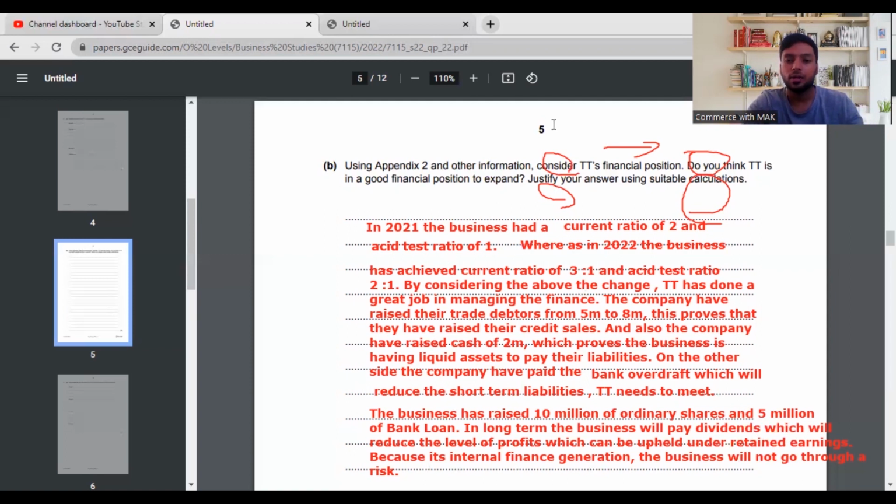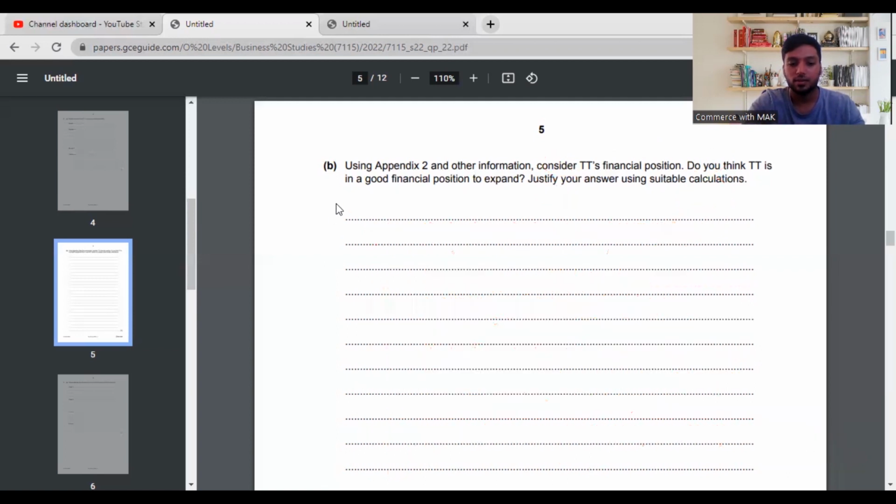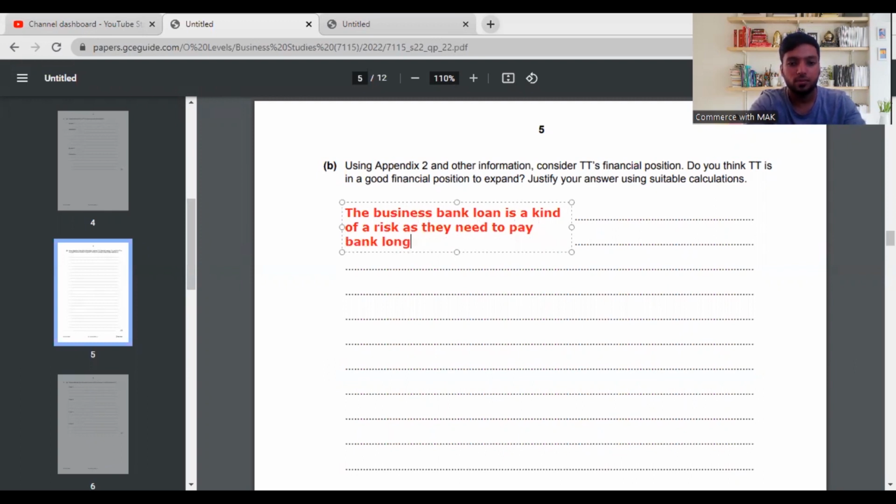I have already explained the last few points. I'm going to erase this off because I don't have enough space to write the last part. You can go back in the video, guys, if you need to. After writing the last point, I'm going to write this: the business bank loan is a kind of a risk, as they need to pay bank loan interest in the long term.